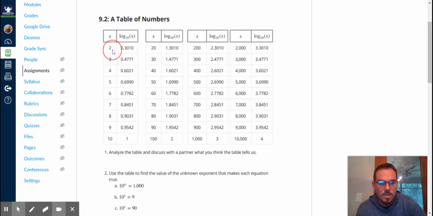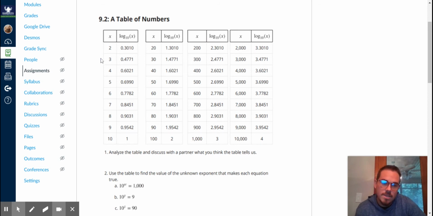So what this table shows us is that when we plug in a single value, say 2, 3, 4, 5, 6, all the way to 10, we're plugging this into the x here. So if you have 2 in here for x, log 10 of 2 is 0.3010. Log 10, base 10 of 3 is 0.4771. And that continues all the way through.